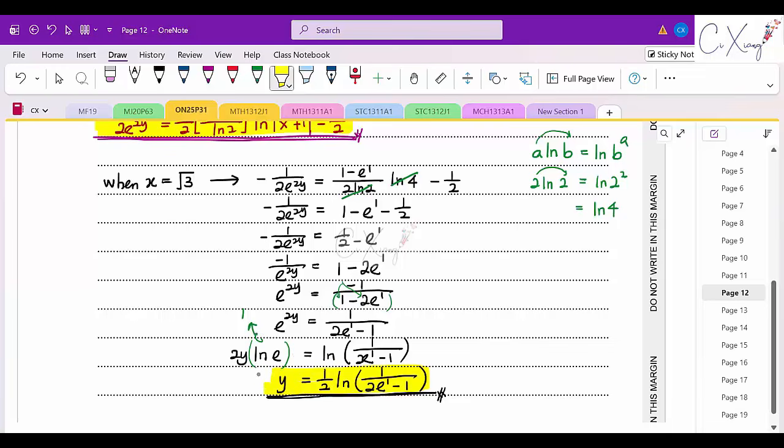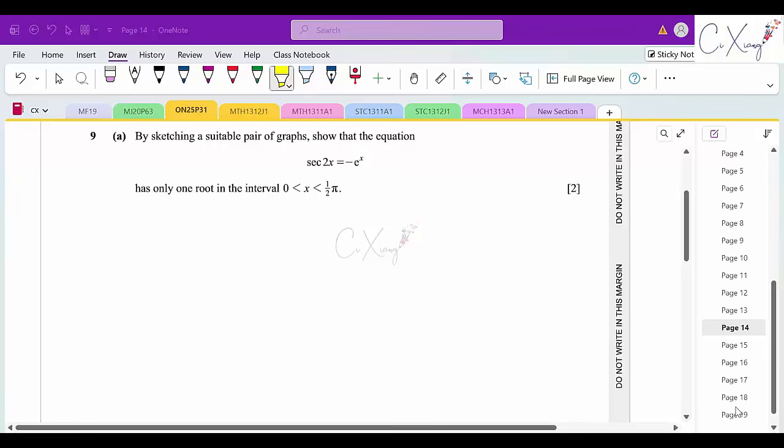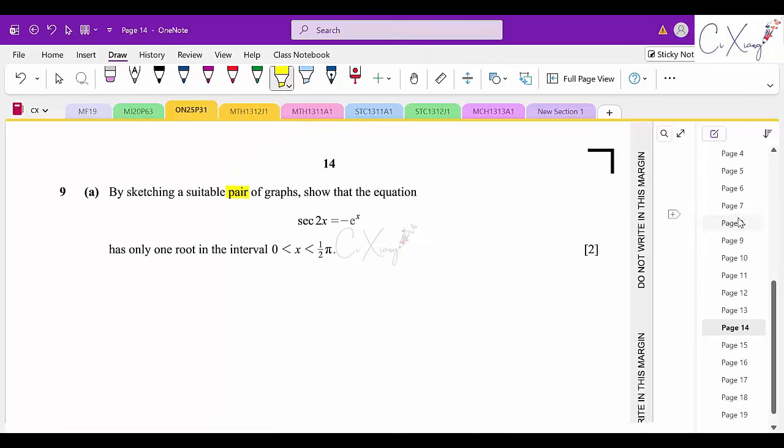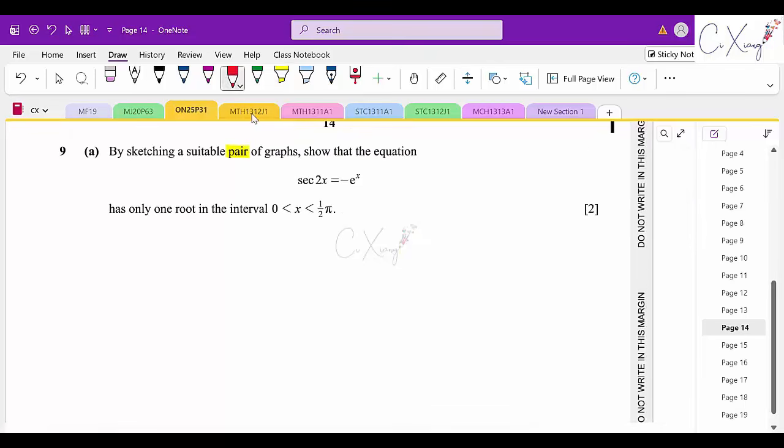Alright, so this is how we solve question number 8. Okay, question number 9. By sketching a suitable pair of graphs, show this equation has only one root in this particular interval. Alright, so when they want us to sketch a suitable pair, that means you need to draw two graphs, right? A pair of graphs. And what we are going to do is separate into two parts. The first curve will be y equals secant 2x. Then another one that I'm going to sketch is y equals negative e power x. Alright, so let's start with y equals secant 2x first.